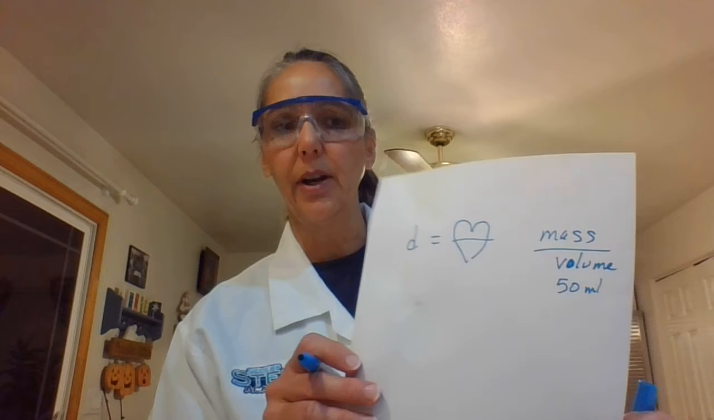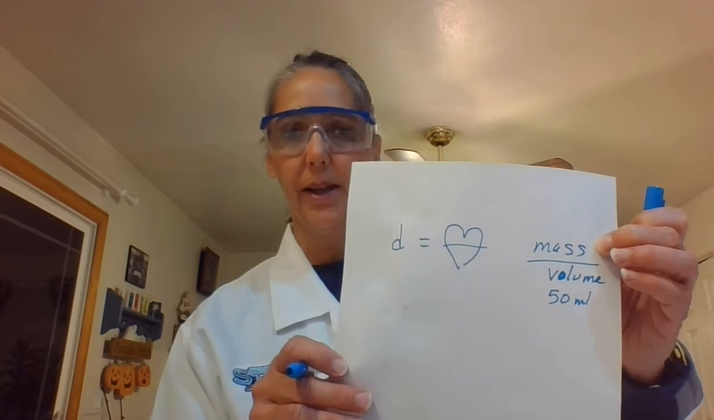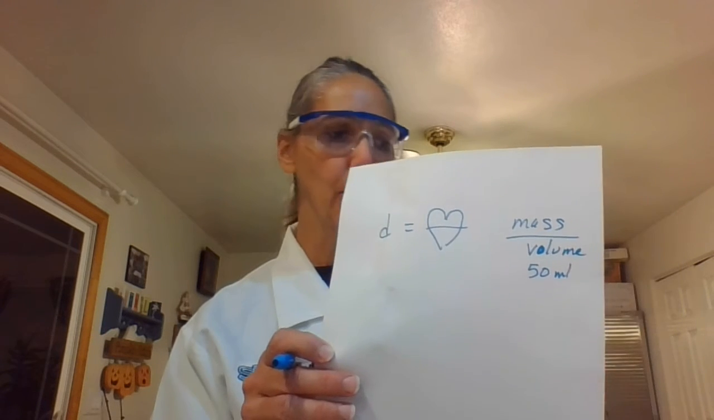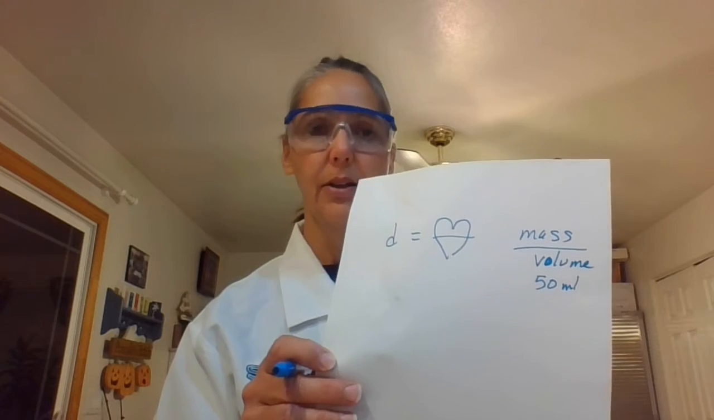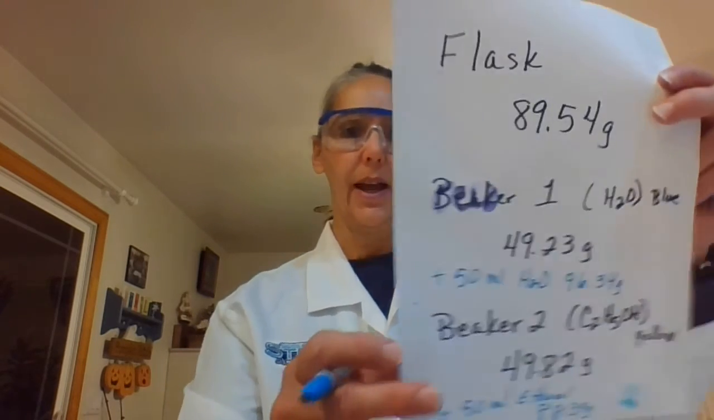Okay, so the volume on both of these should be 50 milliliters. So in the denominator you're going to have 50 milliliters. On the top, the mass, you're going to have to take the total mass that I gave you and subtract from it the mass of the beaker. So here again is the data.